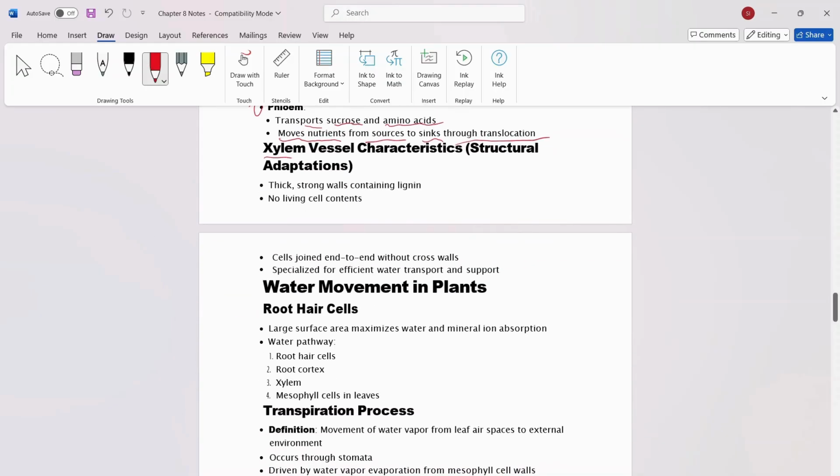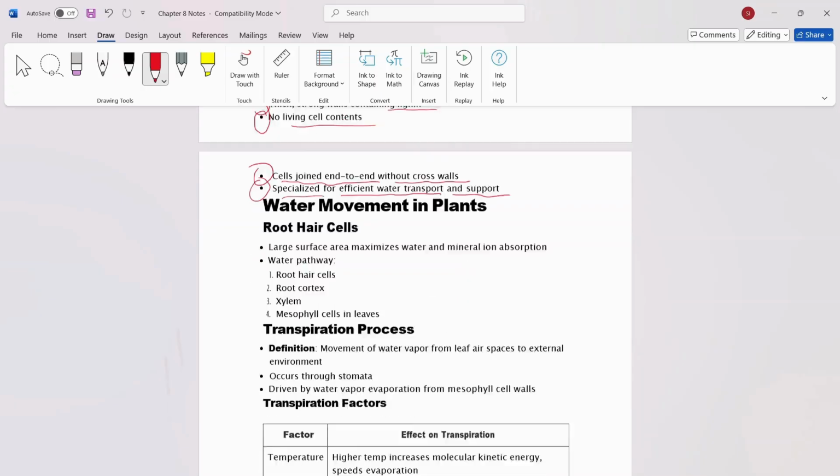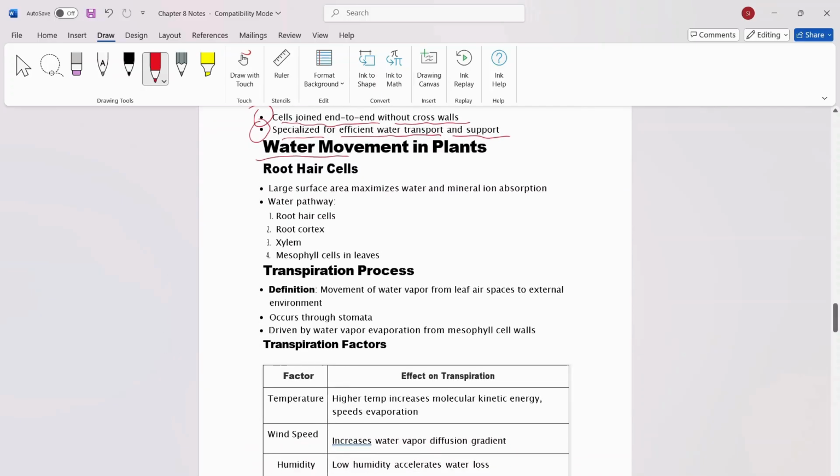Now let's talk about xylem vessel characteristics, structural adaptations. Thick, strong walls containing lignin, no living cell contents. Cells joined end to end without cross walls, specialized for efficient water transport and support. Next, let's talk about water movement in plants. So, number 1, root hair cells.